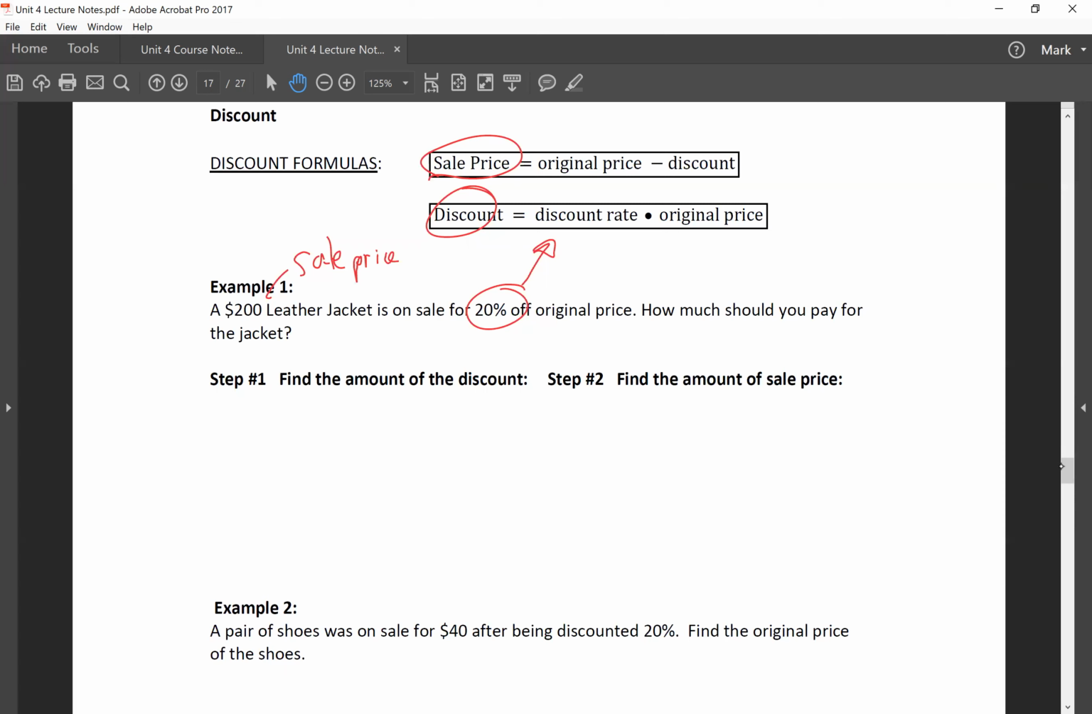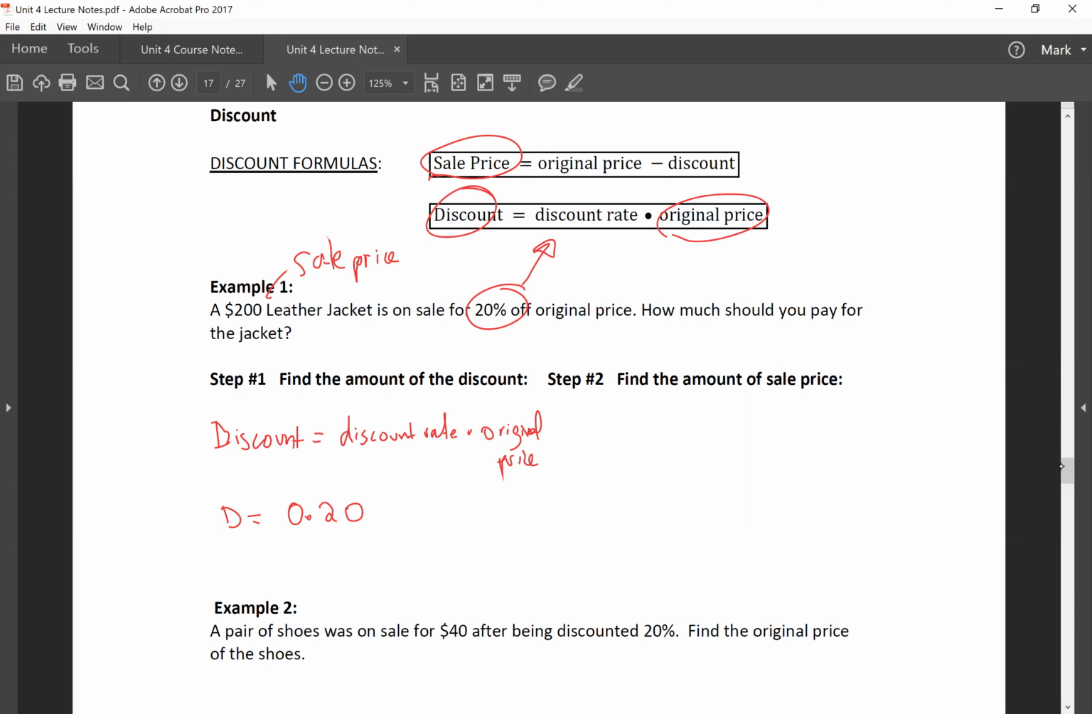Well, step number one, my discount, let me clean that up, is the discount rate times the original price. These formulas are too big. So my discount, I'm just going to call that D to make life easier, is 20%. So 0.20 times the original price.